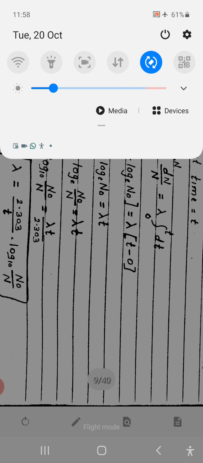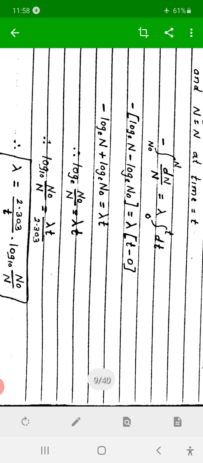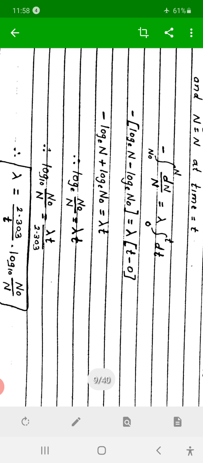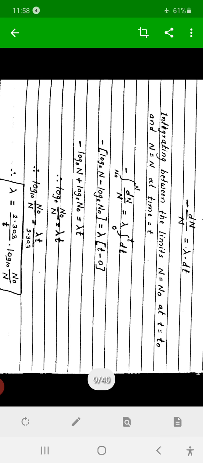Remember this equation, that is the decay constant equation. Decay constant lambda is equal to 2.303 upon t into log base 10 N0 upon N. Here t is time, N0 is the initial number of atoms of radioactive substance present at time 0, and N is the number of atoms of radioactive substance present at that instant, when time is t.